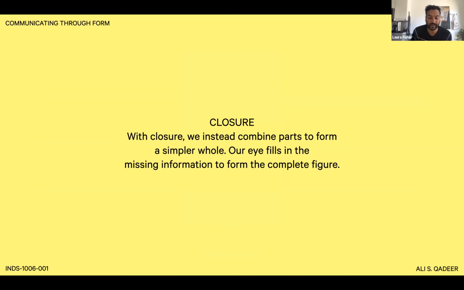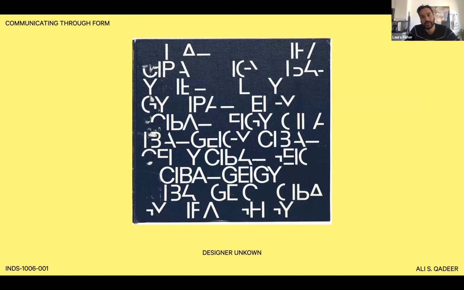Closure can be thought of as the glue holding elements together. It's about the human tendency to seek and find patterns. With closure, we combine parts to form a simpler whole. Our eyes fill the missing information. This cover shows a series of words where chunks of the letter are missing, but still on close reading, you can still read it.